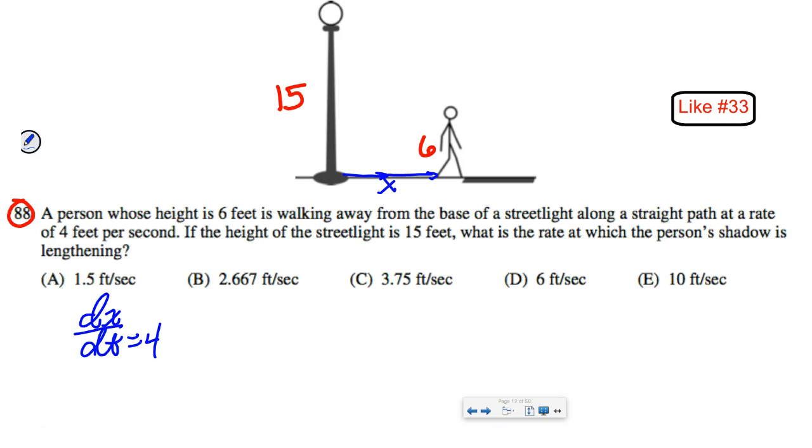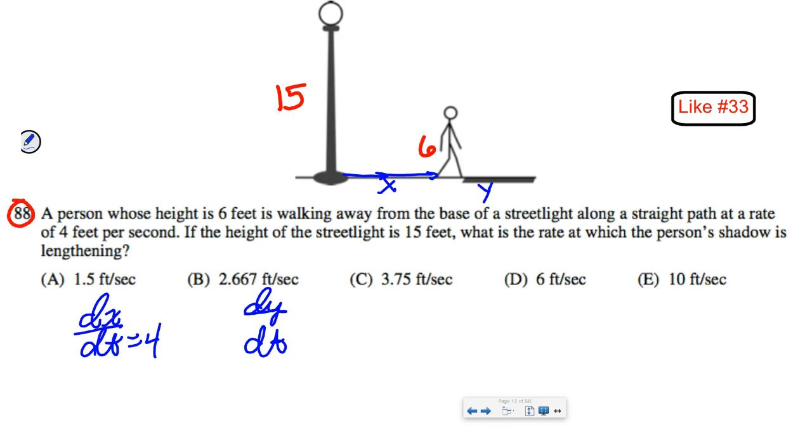If the height of the street lamp is 15 feet, what is the rate at which the person's shadow is lengthening? Well, the shadow needs a variable. I'm going to call it y. And I am looking for dy/dt, right?